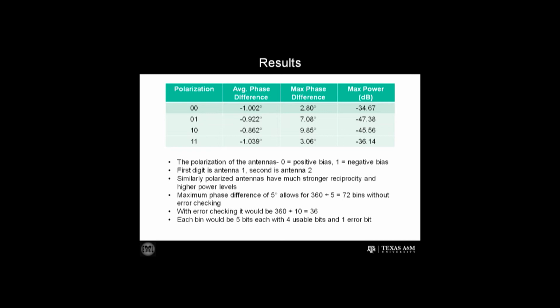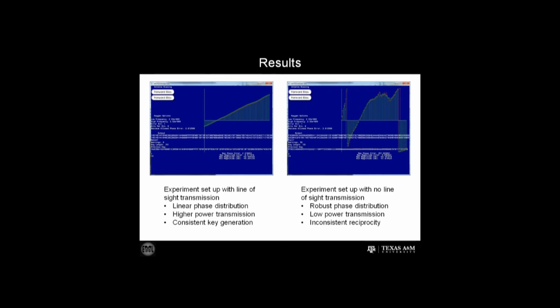As you can see, the maximum phase difference, or phase error, is much lower, and the power is much higher for similarly polarized antennas. The GUI as seen on this slide and mentioned previously is the interface with which the user can control the antennas as well as view the channel's data graphically. The buttons in the top left control the polarizations of the two different antennas. It also shows the phase distribution over frequency plot, phase statistics, the bits per bin, the number of bits in the key, and both the keys generated based on the algorithm explained earlier.